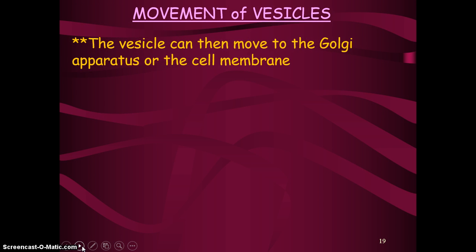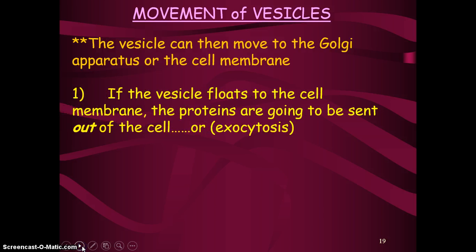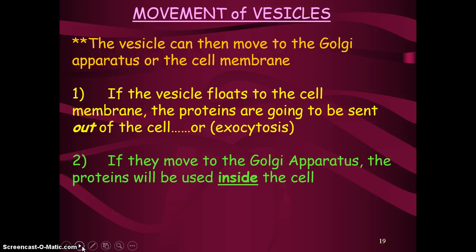Vesicles can then move to the Golgi body, or the Golgi apparatus, or the cell membrane. If the vesicle floats to the cell membrane, the proteins are going to be sent out of the cell through the process of exocytosis. And if they move to the Golgi, then the proteins are going to be used inside of the cell.